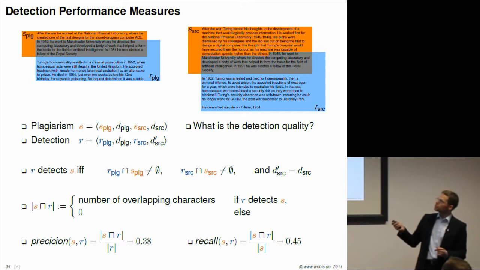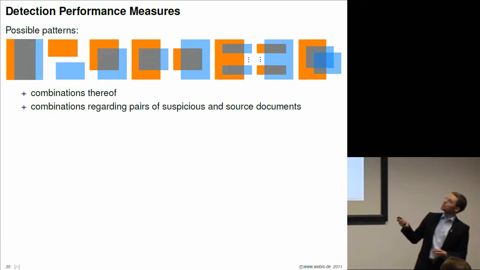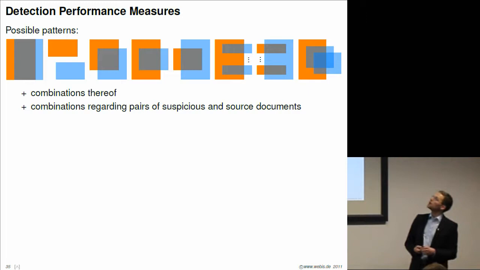But when we look closely at the problem, we saw that there are many more different patterns which might appear in detections. And I've listed the basic patterns we can see here. We can have exact detections. We can have a non-detection, which means something was detected, but there is nothing. Or we can have plagiarism cases which haven't been detected. This is the case we just saw. These two are kind of similar, but with more extreme overlaps. Most interestingly, there are these last three cases.